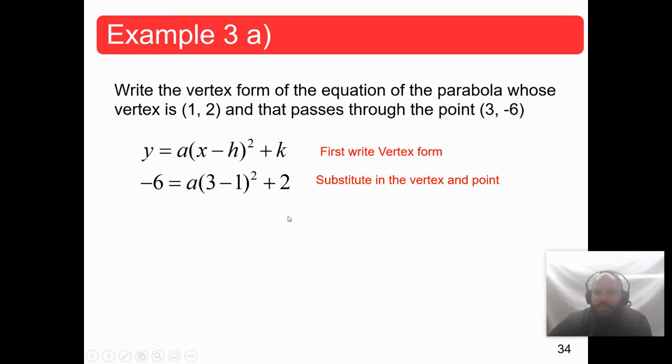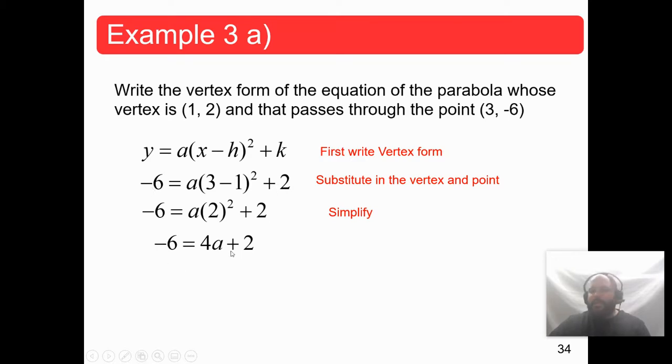In doing so, you're just going to follow PEMDAS. First, we're going to go inside the parentheses. We're going to do the 3 minus 1, which gives me 2. From there, I'm going to square that 2, and that's going to give me 4a. Notice everything else stays the same for right now. The -6 comes down, the 2 comes down. Now from here, it's just a matter of solving a two-step equation. You did a lot of these in Algebra 1. You're going to subtract 2 from both sides, and then divide by 4, and you will get a equals -2.